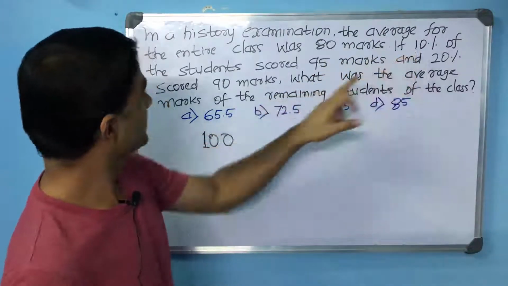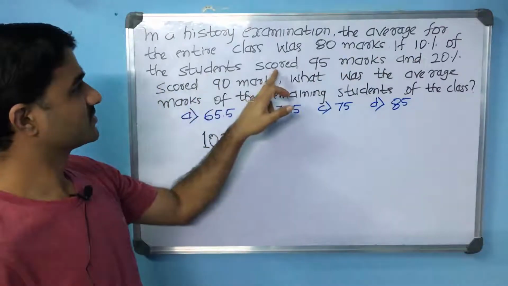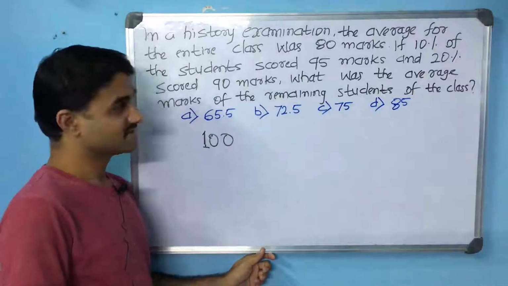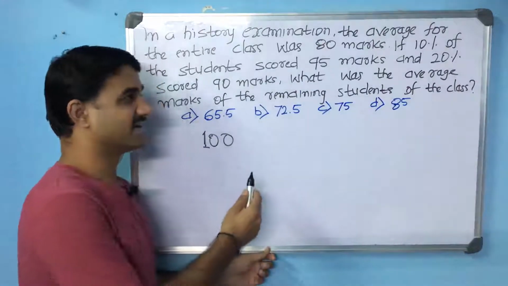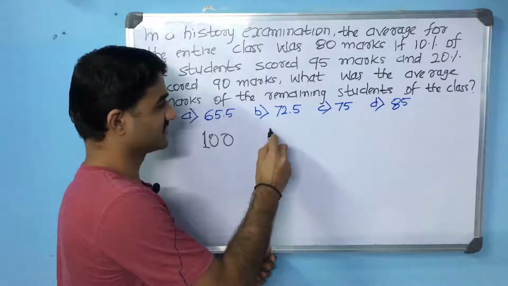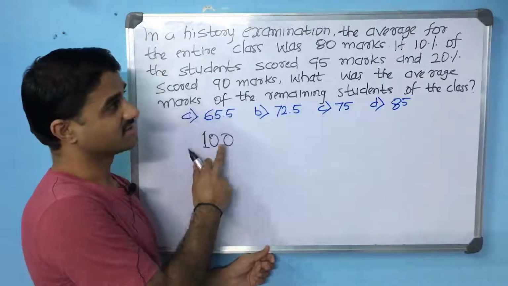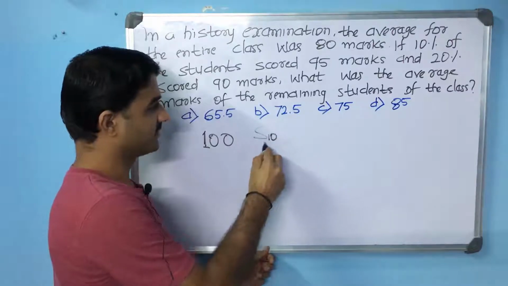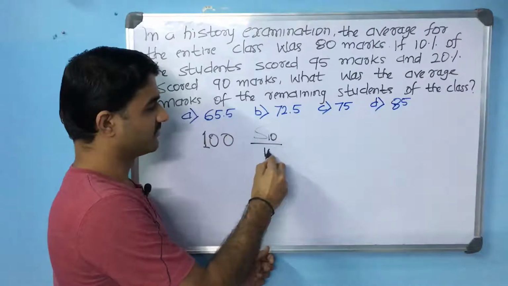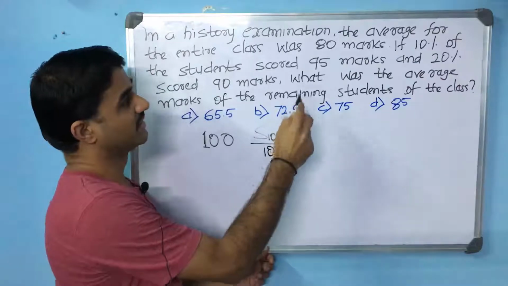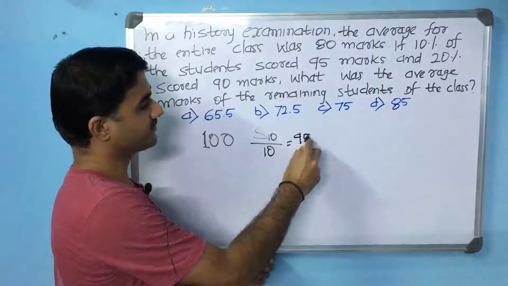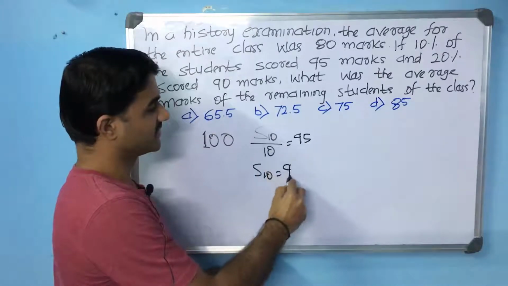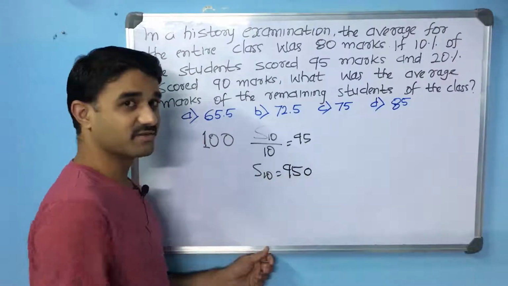If 10% of the students scored 95 marks, while explaining averages, I have already explained my notations. If 100 is the total strength, then 10% will of course be 10. So sum of 10 divided by 10 is equal to 95. So sum of 10 will be 95 into 10, which is 950.